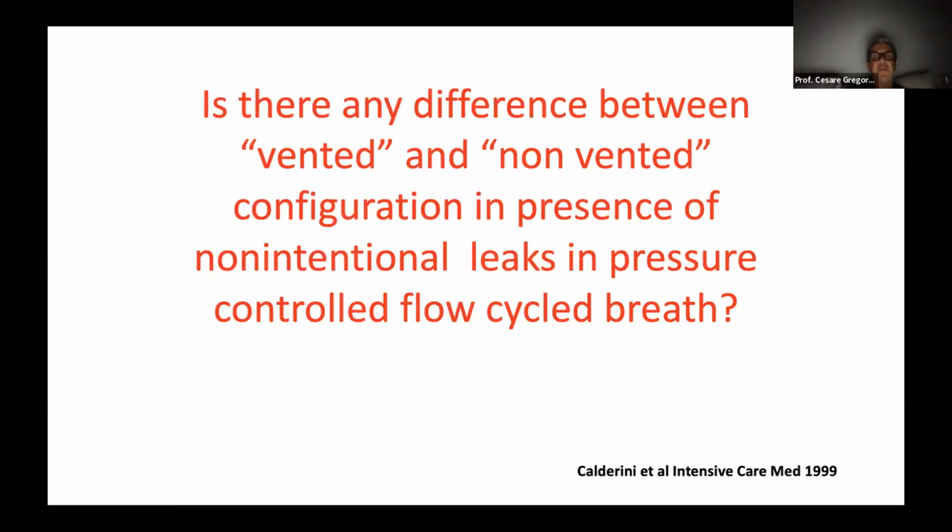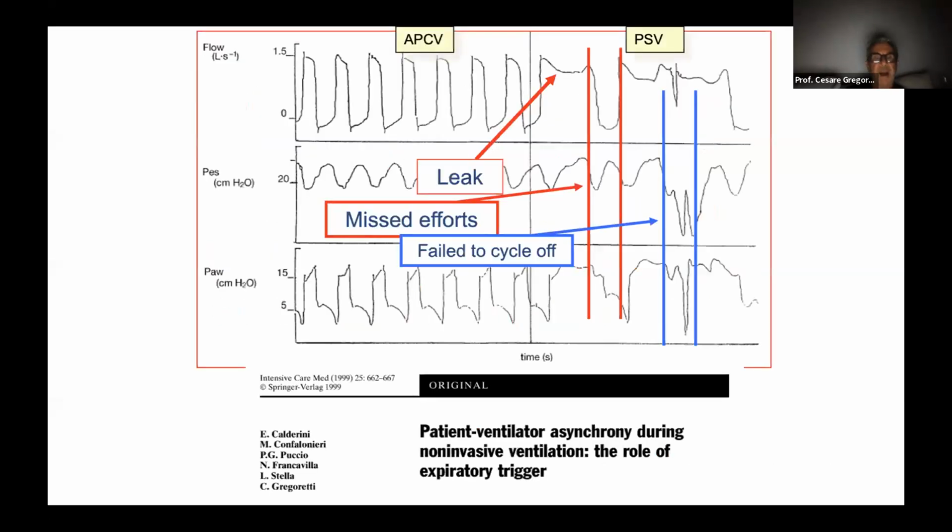So is there any difference between vented and non-vented configuration in the presence of non-intentional leaks in a pressure control, flow cycle breath? Many years ago, we published this study. It was a cornerstone study because at that time, we didn't have any leak compensation in our ventilators. On the left side, we have a pressure control breath, that means a time cycle breath, and on the right side, we have a flow cycle breath. As you can see, a big mess: leaks, missed efforts, failure to cycle off.